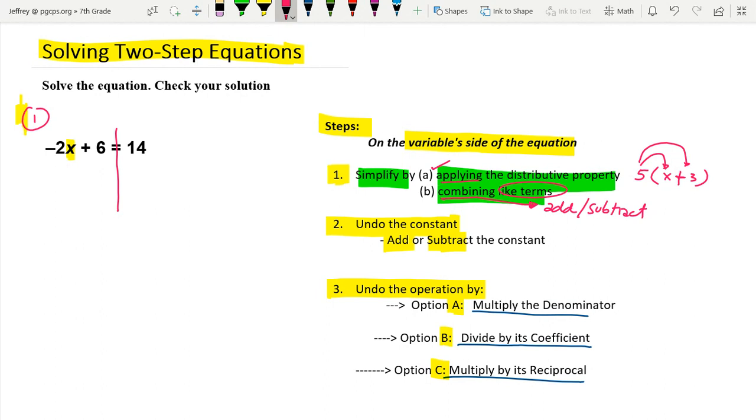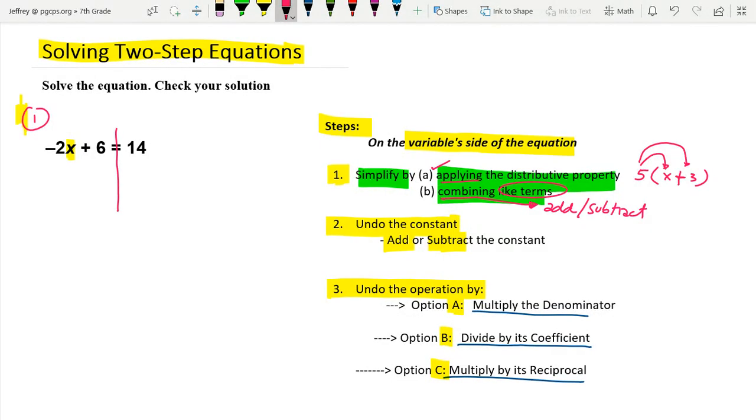Now, before anything else, do we see anything that needs to be simplified? Nope. Are there any like terms on this side? No, because this is a constant and this one has a variable and a coefficient. So these two terms are not the same. So we can just move on to step 2.